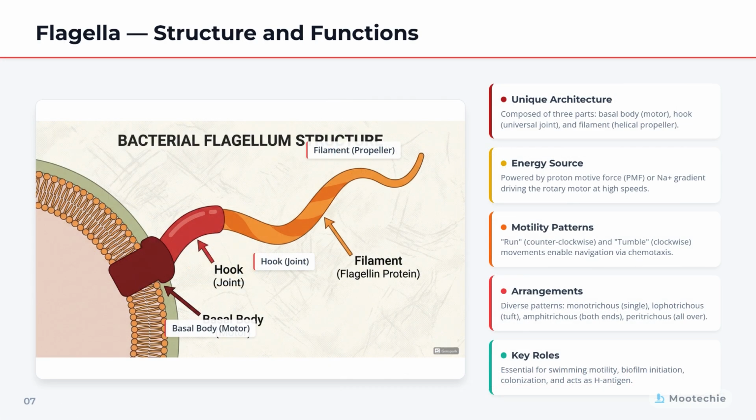Now we'll examine flagella, the remarkable structures that allow bacteria to move. The diagram breaks down the bacterial flagellum structure into three main parts: the filament, which acts as the propeller, the hook, which is a flexible joint, and the basal body, which is the embedded motor. Unique architecture. It is composed of these three parts: the basal body motor, the hook universal joint, and the filament helical propeller. This assembly is a marvel of microscopic engineering.